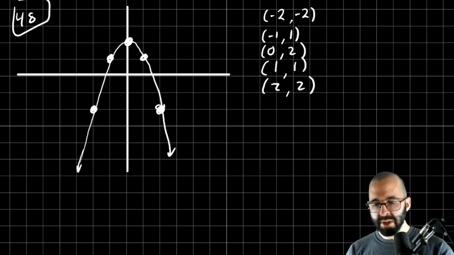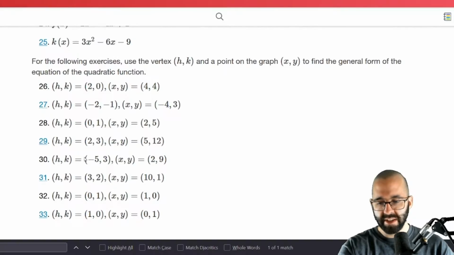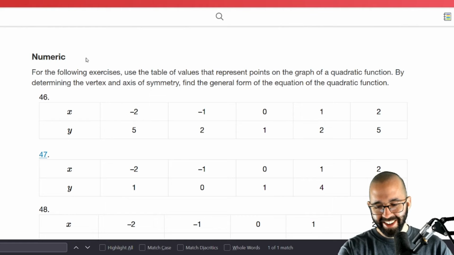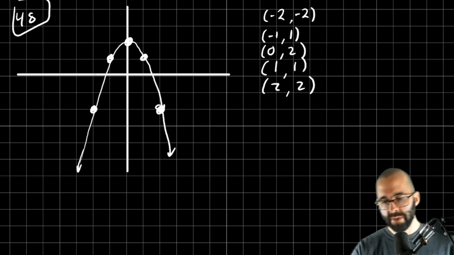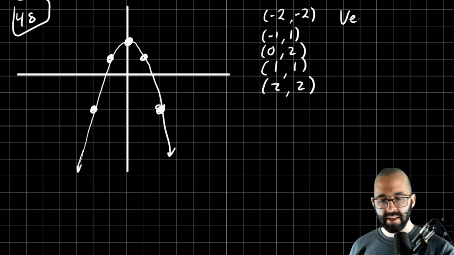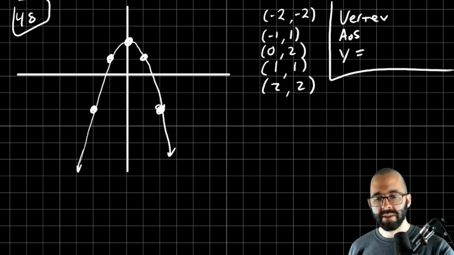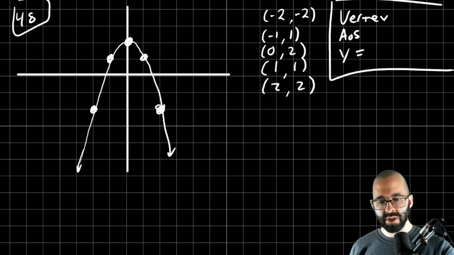When we look at this parabola, we can answer the questions that it wants. It wants us to find the vertex, axis of symmetry, and general form. Let's find the vertex, let's find the axis of symmetry, and then general form. We'll put all of our answers up here. Axis of symmetry is going to be the line x equals 0. Always a vertical line. The vertex is the point 0, 2.